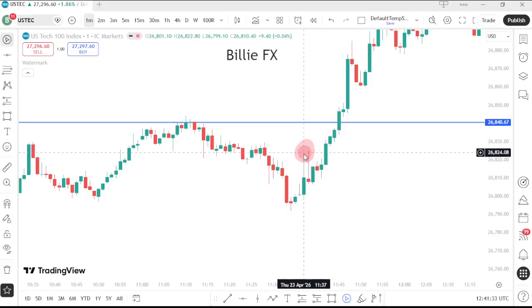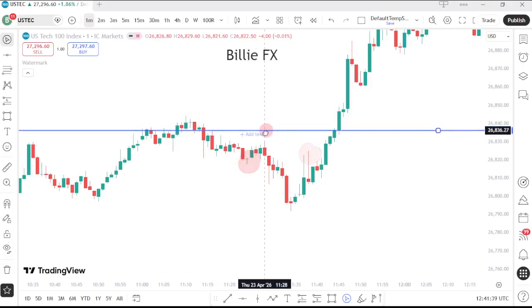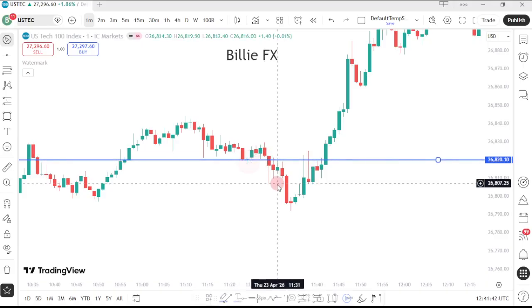So you can see some reaction over here. We can see some reaction over here. Can you see that? The market reacted here, the market reacted here. So that becomes an area of resistance. We have at least two reactions.